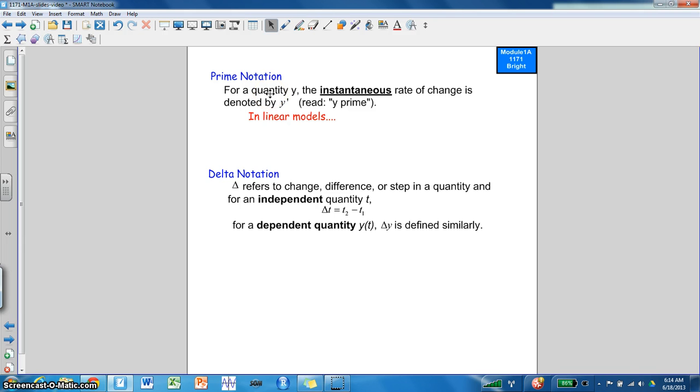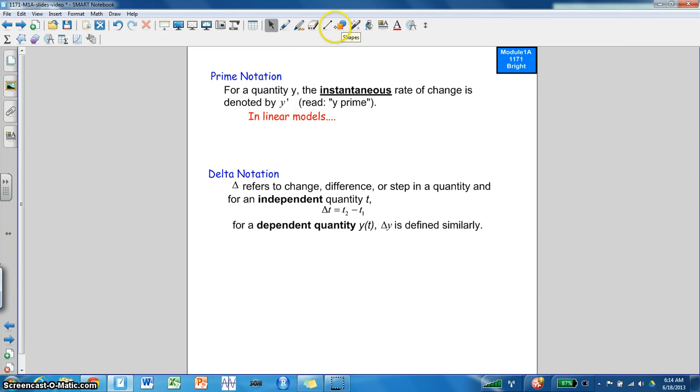If we want to talk about the instantaneous rate of change, or how much it's changing at a precise value, instantaneous refers to a precise value or known time or place in space. If it's a quantity y, we denote the instantaneous rate of change by y prime, and that's how this symbol is read.